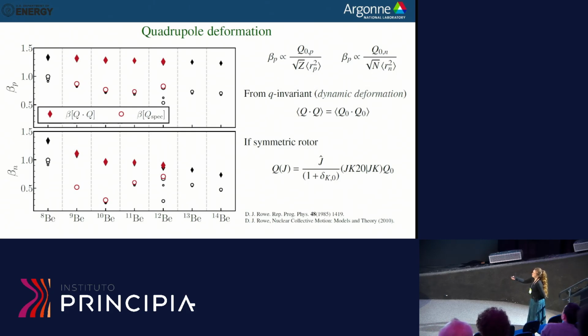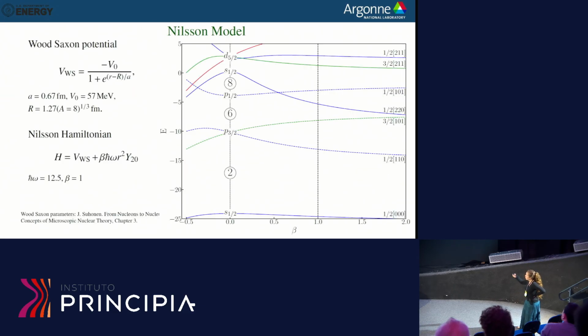But for a lot of them, you see quite a bit of consistency, even though the values are different, except for perhaps beryllium-10, where there's actually quite a large gap between the two different types of deformation. Regardless, whichever method you choose, you have a deformation that's roughly sitting around beta equals 1. So instead of talking about a spherical sort of shell model or single particle picture, perhaps the Nilsson model is a better way to look at this.